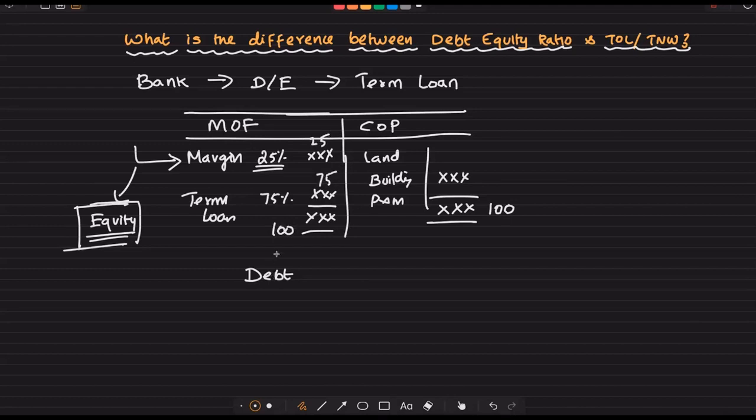Okay, so what is the debt element here? The debt element is this 75. What is the margin they bring in the form of equity? That is 25. Okay, so equity is 25.